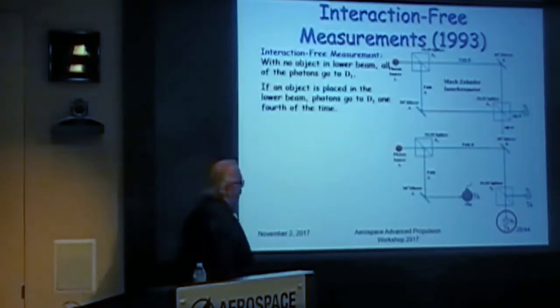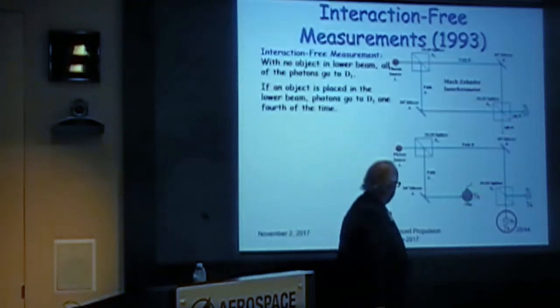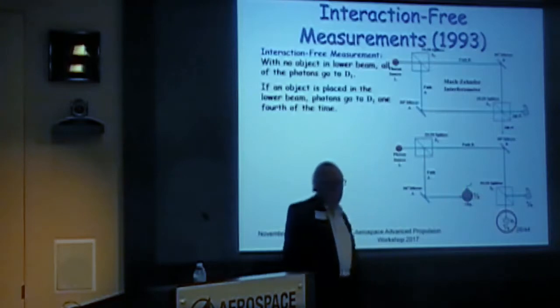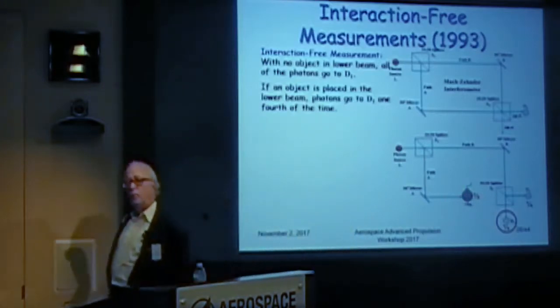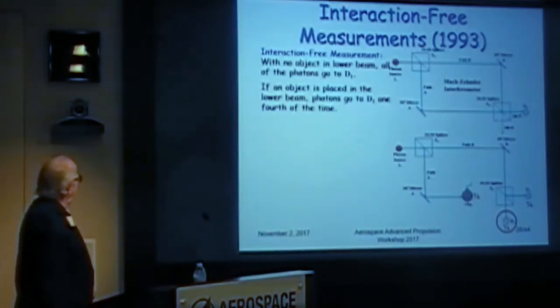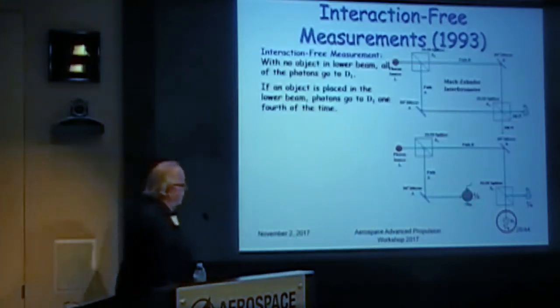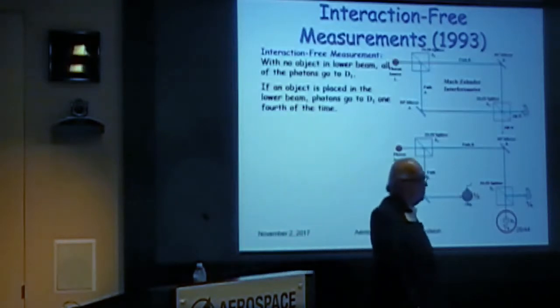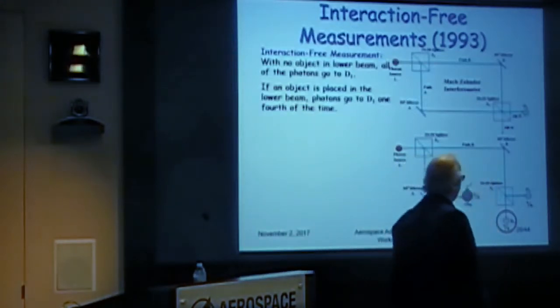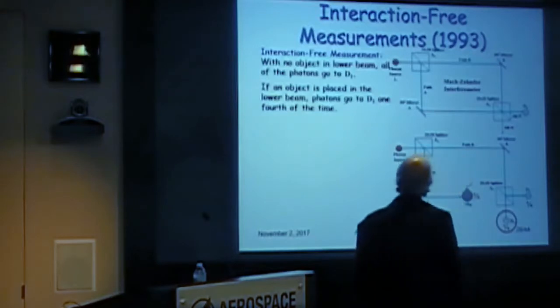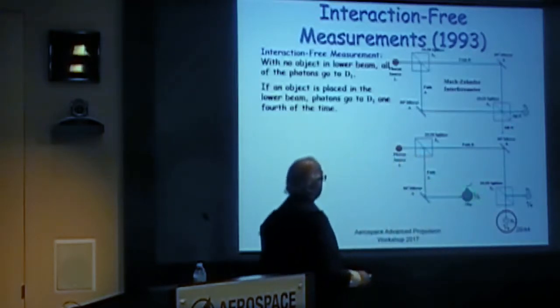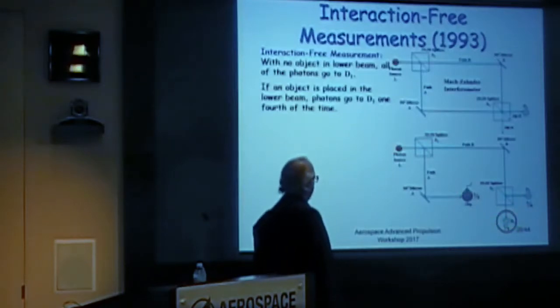Okay, now the trick is, you put an object here. You want to know, is there an object in this lower path? The people who did this, I'm spacing on their names, but anyway, Elitzur and Vaidman, described this as being a way of testing whether there's a photon-sensitive bomb there, which makes it, I guess, more dramatic because it explodes. But anyway, if you put this object here, then 1/2 the time a single photon going through here ends up here, 1/4 of the time it ends up here, and 1/4 of the time it ends up here.